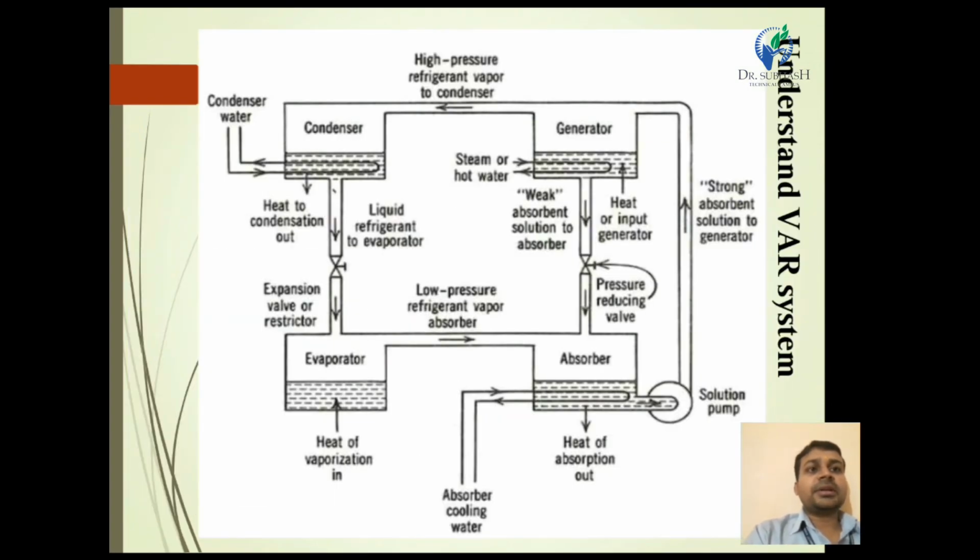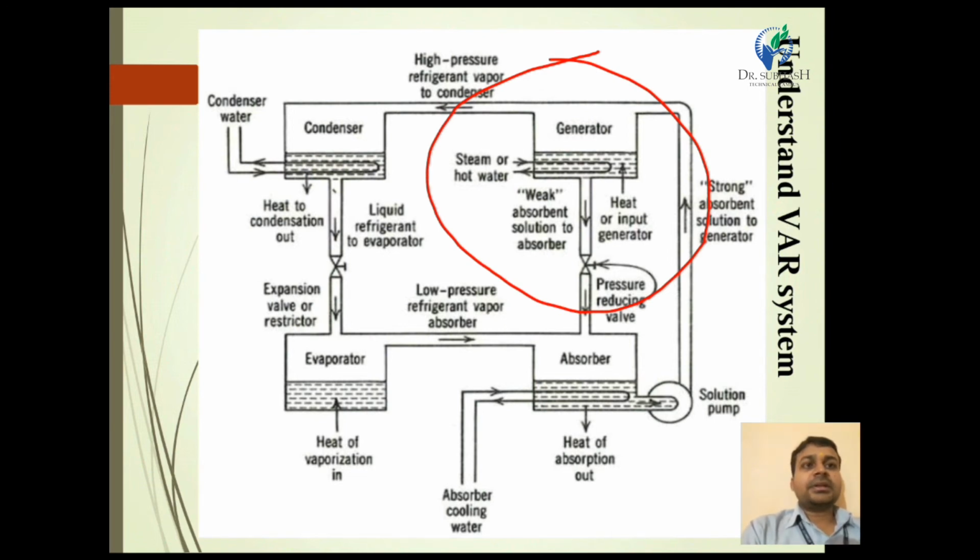We have to understand the VAR refrigeration system in detail. The first component we have to look at is the generator. This generator is not a power producing unit. Most students understand a generator as a power producing unit, but in the VAR cycle this generator is not a power producing unit. It is basically a type of heat exchanger that transfers heat to the refrigerant and absorbent H2O. We have to give heat to the generator.